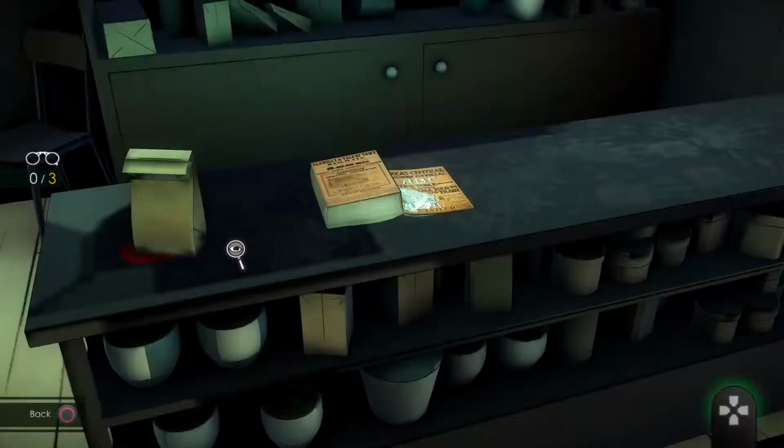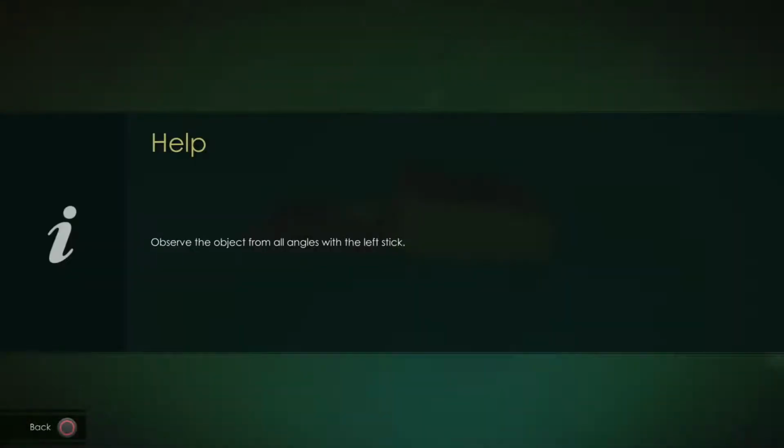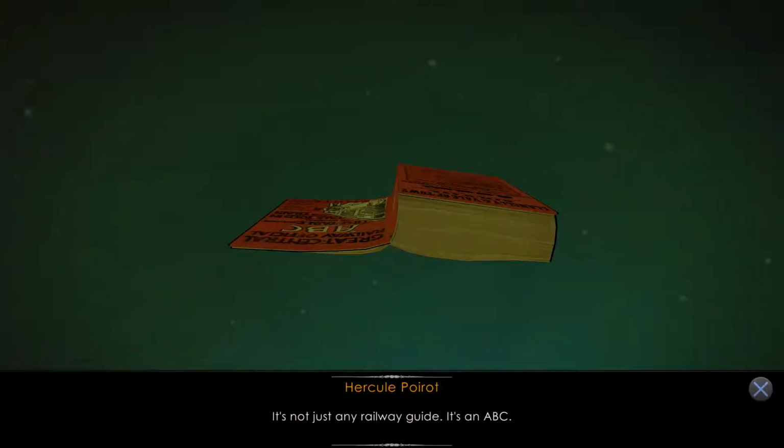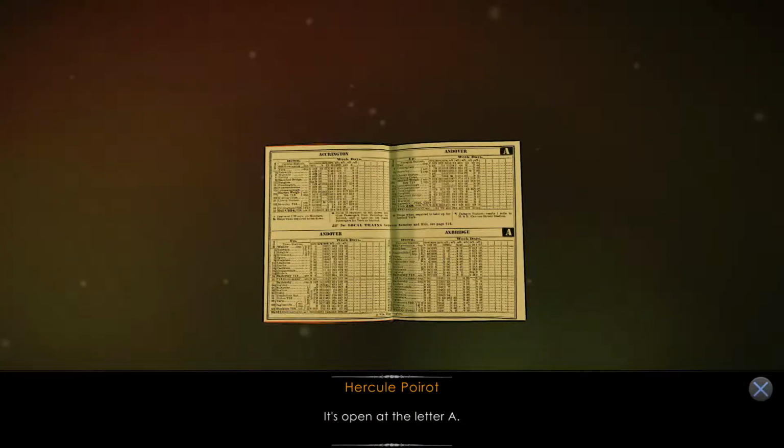Oh, her body's still there. Observe the object from all angles with the left stick. It's not just any railway guide. It's an ABC. It's open at the letter A. There are no prints on the book.